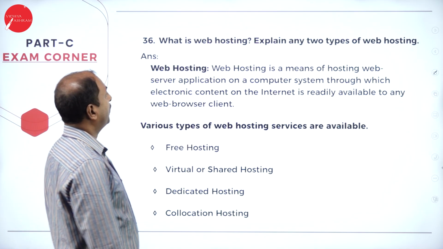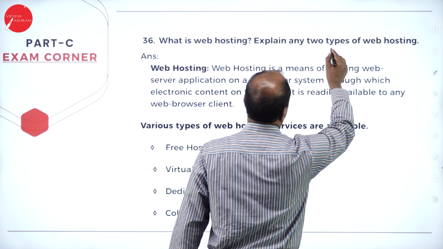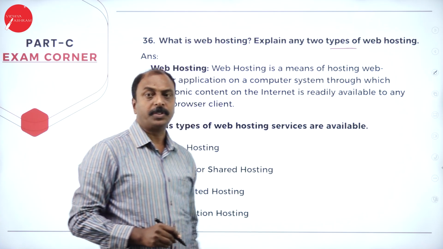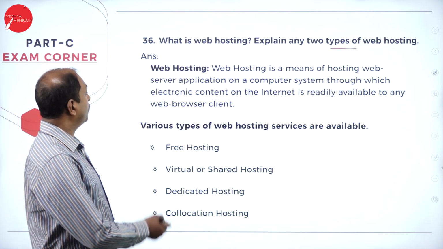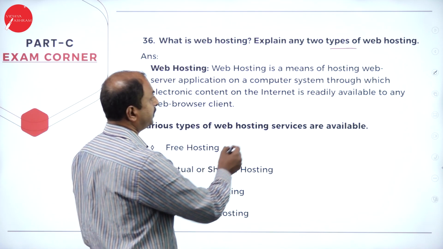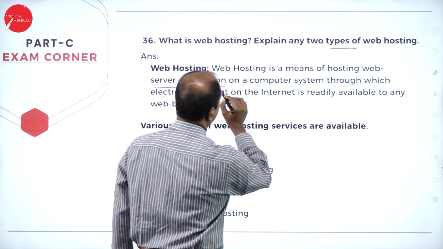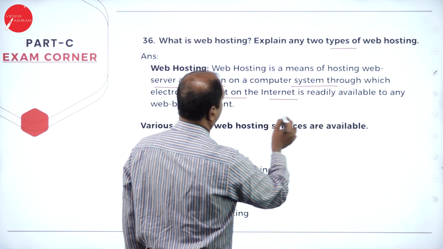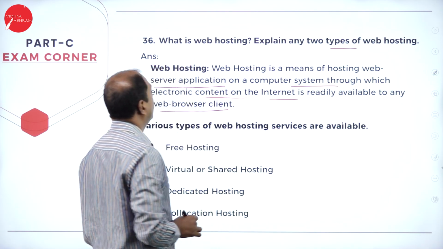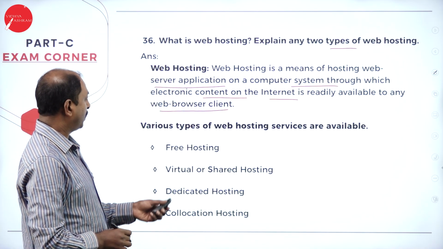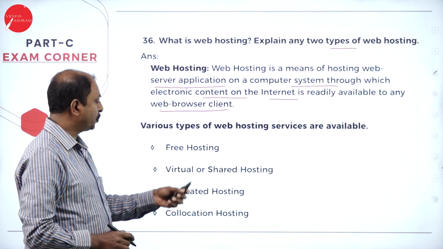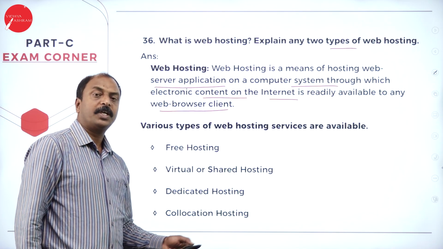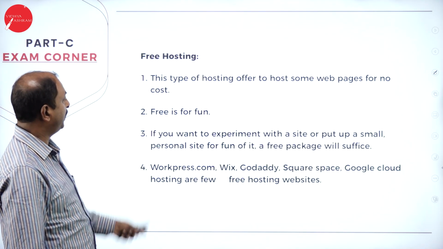Next question is, what is web hosting? Explain any 2 types of web hosting. Here, web hosting is 1 mark, and explanation of 2 types of web hosting carries 1 mark each. So totally 3 marks. So here web hosting is hosting a web server application on a computer system through which electronic content on the internet is readily available to any web browser client. So this is the web hosting definition, and there are 4 types of web hosting: free hosting, virtual or shared hosting, dedicated hosting, and co-location hosting. So you have to explain any 2.